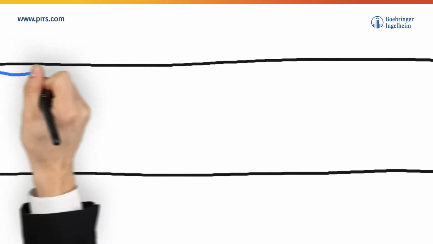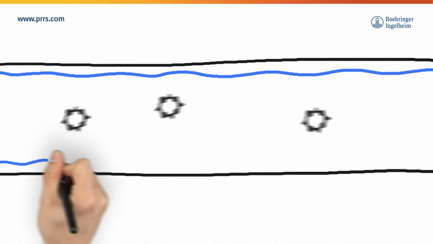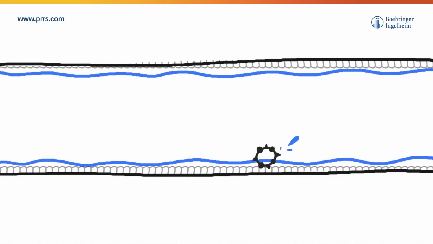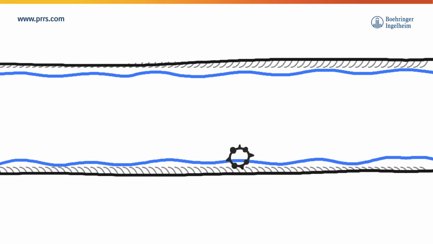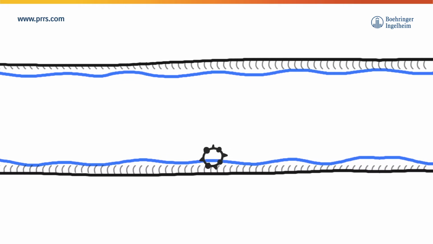PRRS virus is able to infect pigs through multiple different routes of infection, including inhalation of aerosolized virus. The virus passes through the upper and lower respiratory tracts. Some of the virions are trapped in the surface mucus layer and are expelled by the beating of cilia under the mucus.